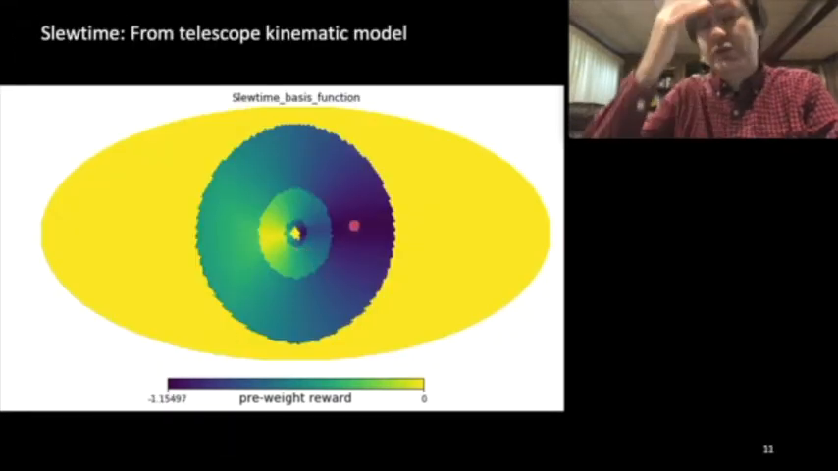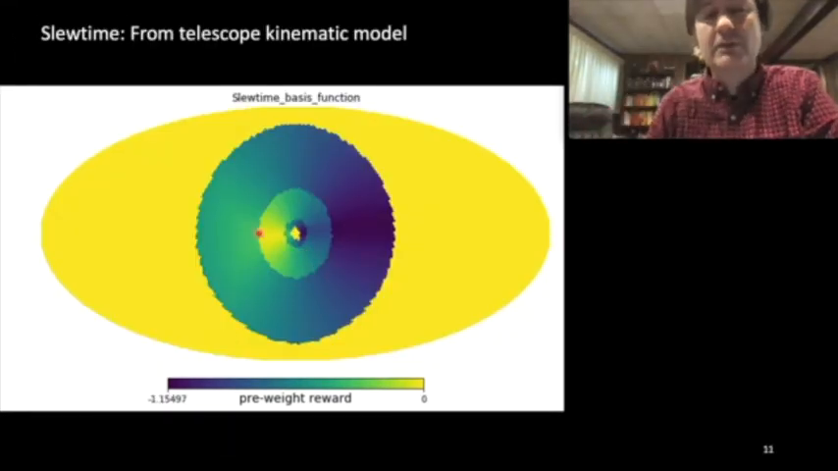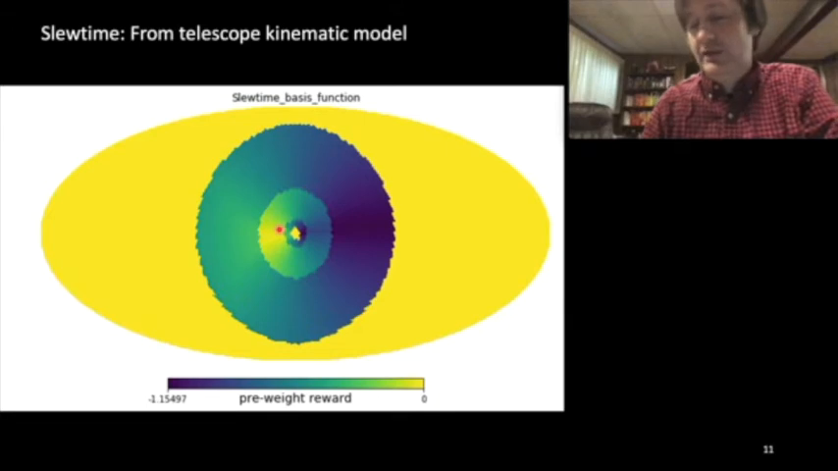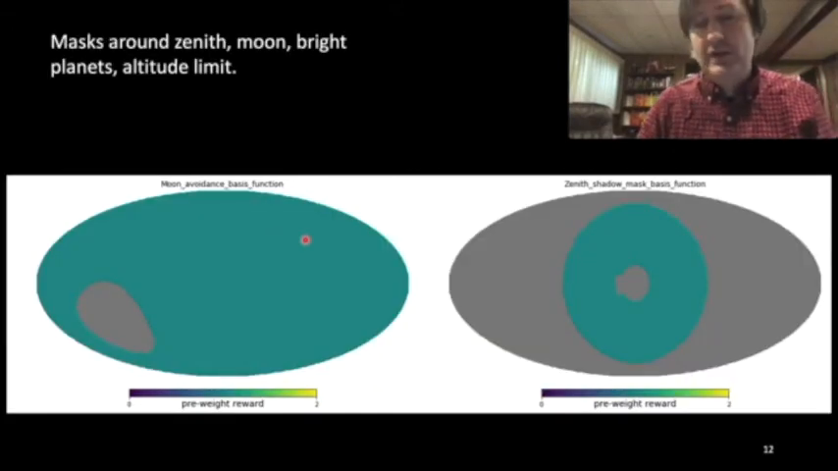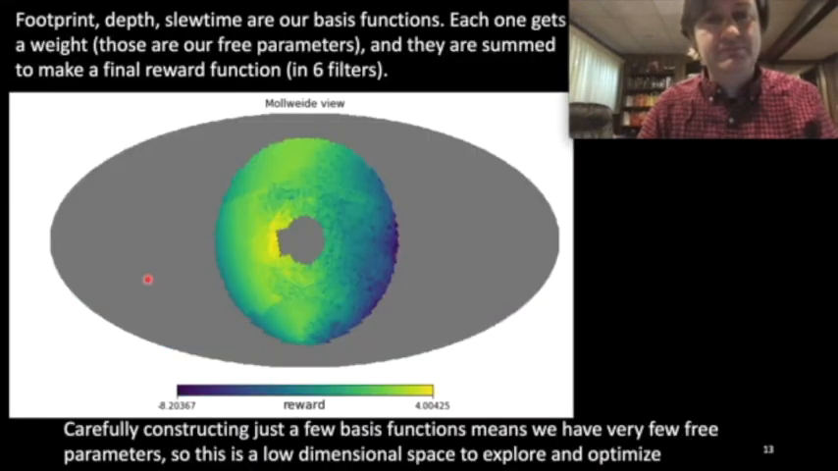And finally, slew time. We have a kinematic model of our telescope, and so we have a large penalty for slewing to the entire other side of the sky, and no penalty for staying right where we're at. We also have a couple mask basis functions. We avoid the zenith because we're an Alt-Az telescope. We can't track through the zenith, and we avoid the moon, so we have a mask around the moon.